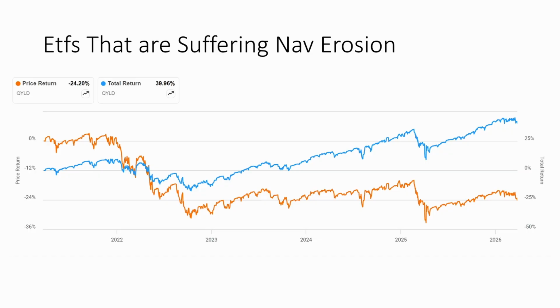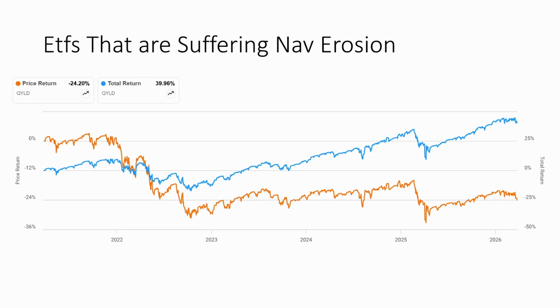If you only focus on income, you could miss the hidden decline in your principal, especially when, as you can see, if we had the total return, which includes dividend and the price, we'd have actually gone up by 39.96%. But actually, we won't, because the price return is actually lost by minus 24%. So if you put, let's say, £100 on QILD, you'd have actually lost £24 of that investment.